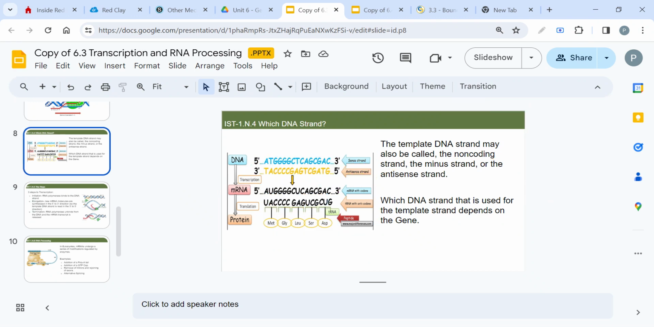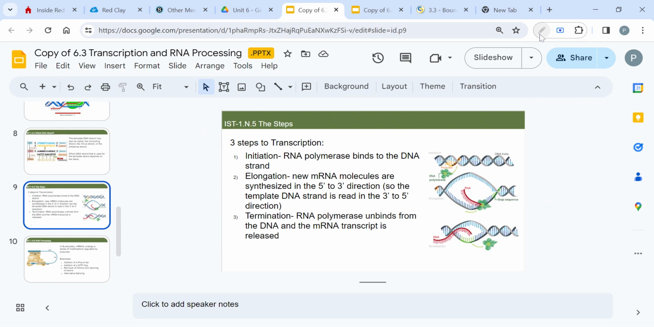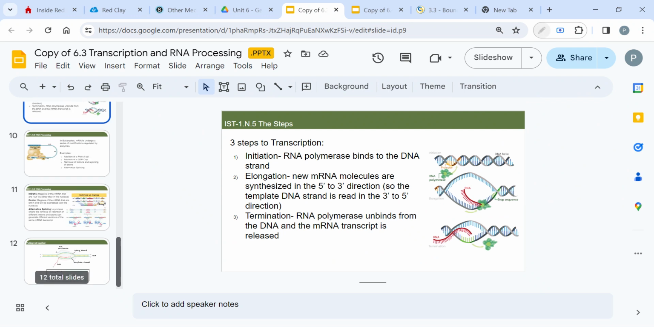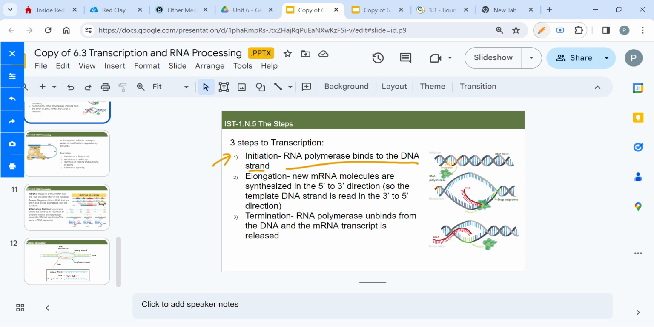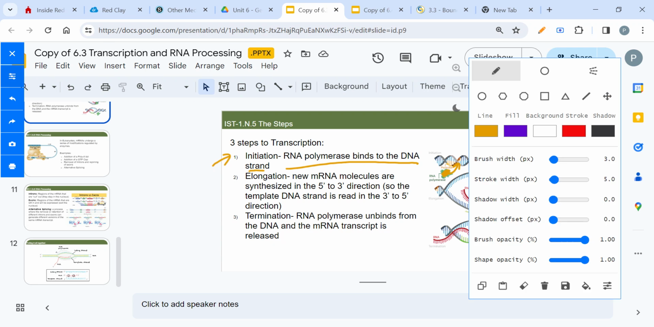Okay, anyway. So, the steps, how this actually happens. Transcription is a 3-step process. Initiation: RNA polymerase binds to the DNA strand. So here's RNA polymerase. It attaches to this promoter region, or start region. That is all that happens during step number 1.